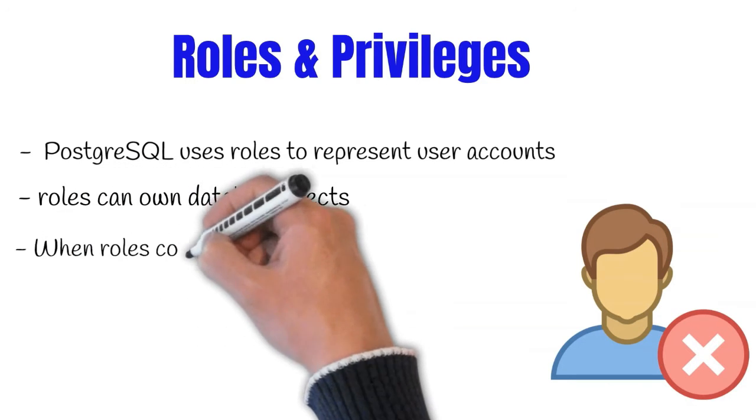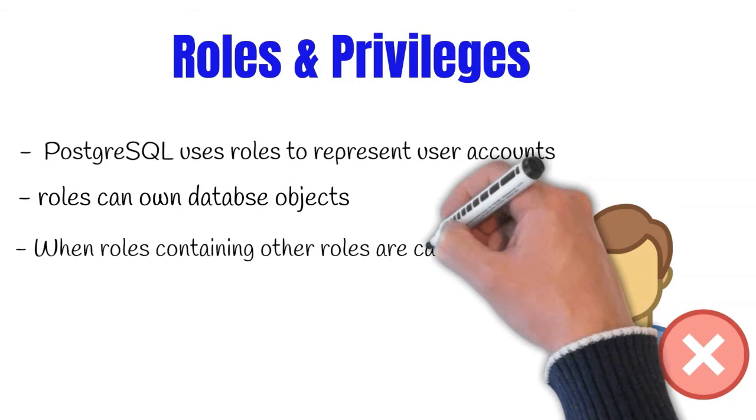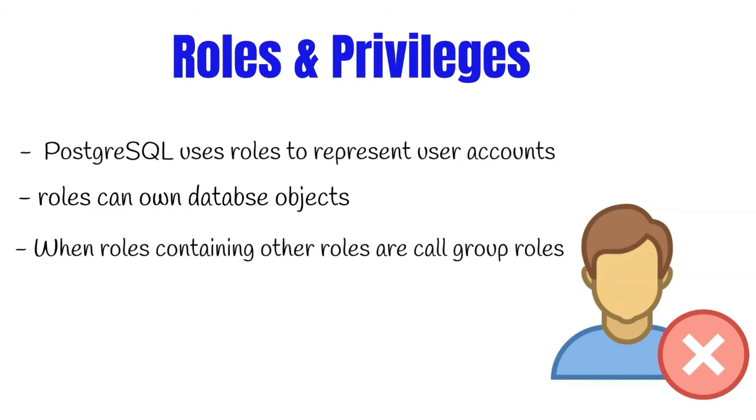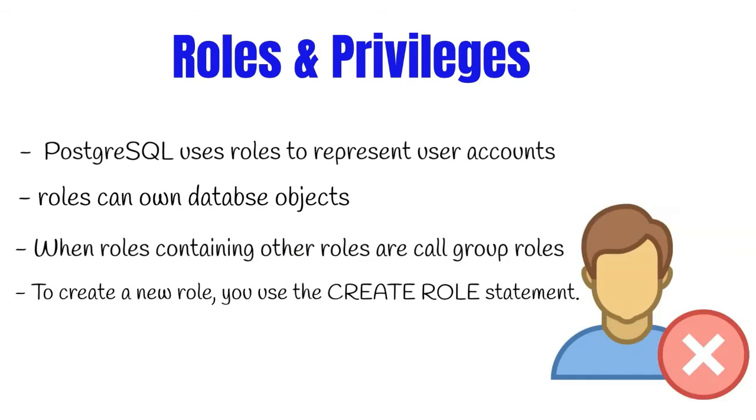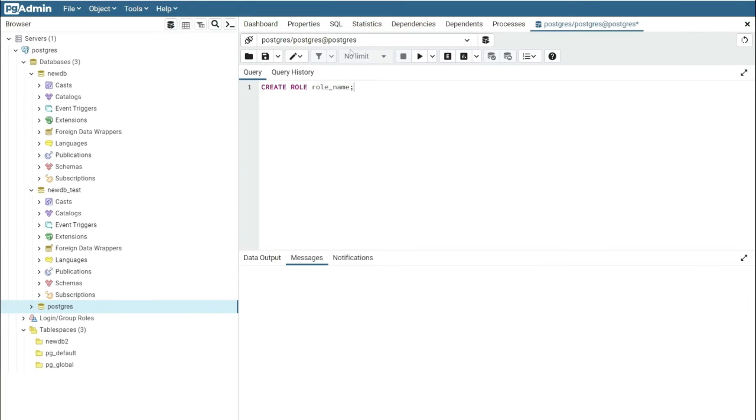When a role contains another role, they are called group roles. Typically, roles that can log in are called login roles. They are pretty much the equivalent of users in other database systems. To create a role in Postgres, you'd use the CREATE ROLE statement. So let's create a role called demo_user. It executes to create the user.